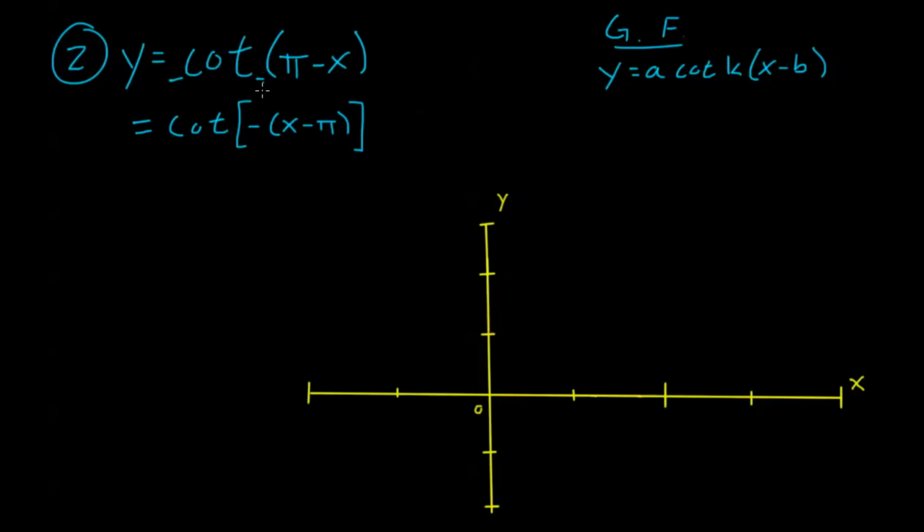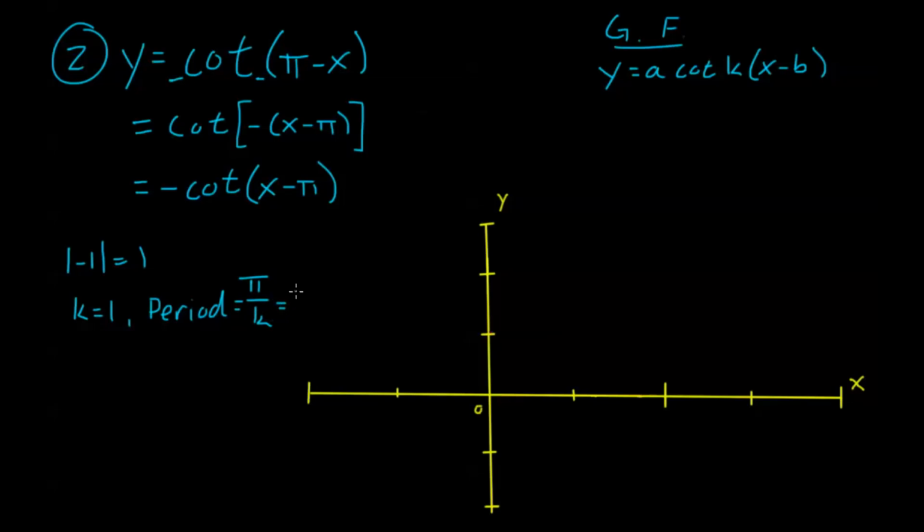We do need to always get rid of this negative, right? My k, even though it's 1 here, it needs to be a positive 1, not a negative 1, or that's going to throw us off later, right? This negative needs to be accounted for. So this is going to be equal to negative cotangent of x minus pi. All right, so my absolute value of a is 1, so I have an amplitude of 1. My k is equal to 1, so my period, remember with cotangent, is pi divided by k. So in this case, it's just pi. And I have a shift, or my b value rather, is equal to positive pi.